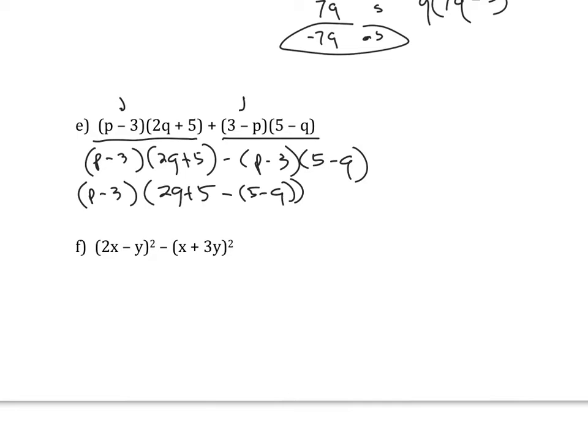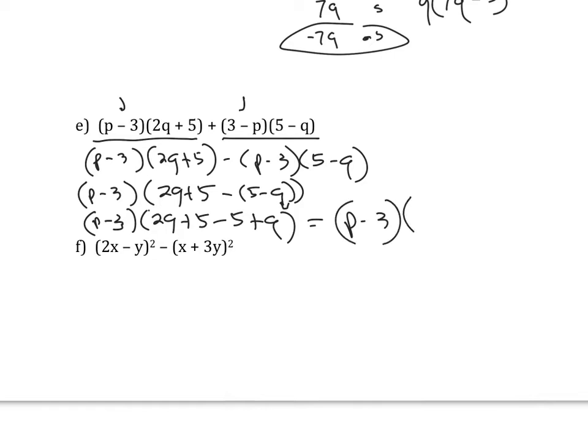Again, we need to be careful here because we're subtracting this entire term, which means that this negative here is going to be distributed to the 5 and to the negative q. So we end up with p minus 3 times 2q plus 5 minus 5 plus q, which is equal to p minus 3 times 2q plus q, and then a 5 and a negative 5, so we end up with just the 3q.